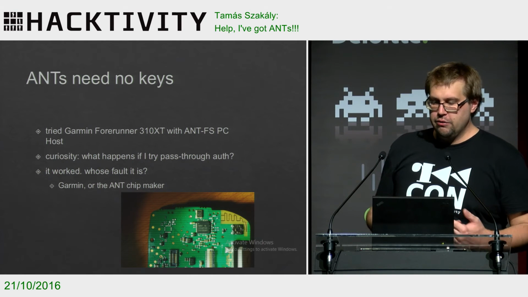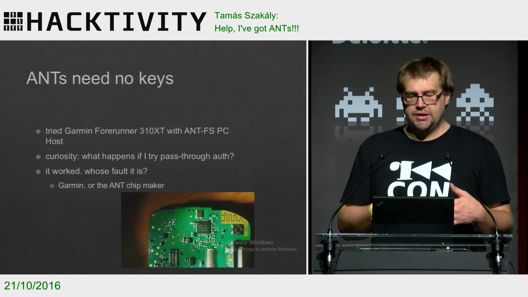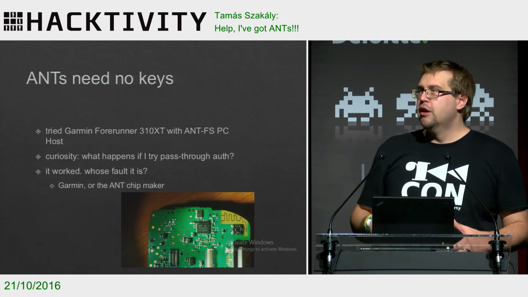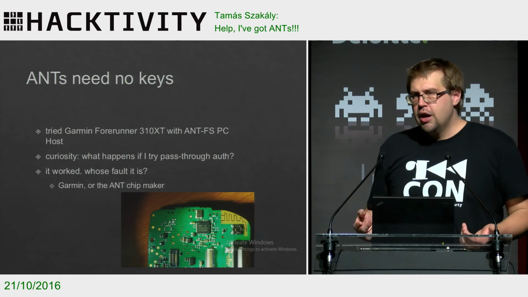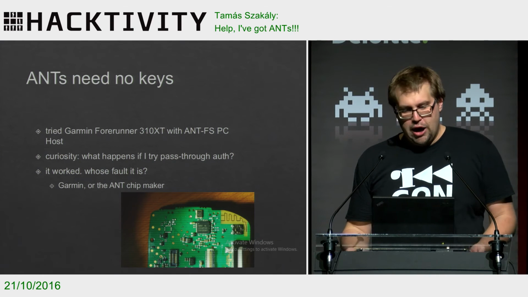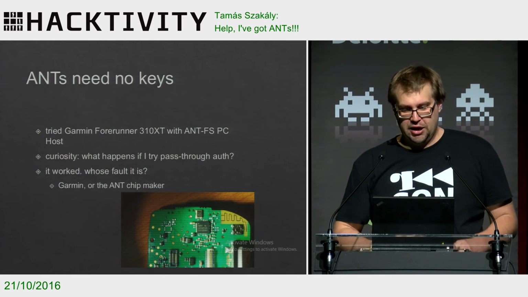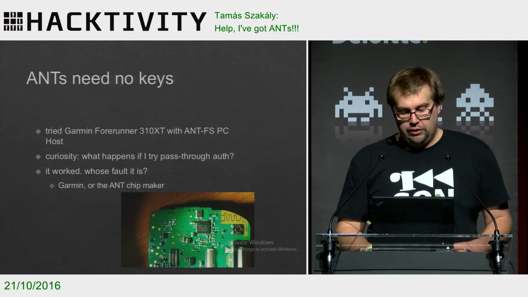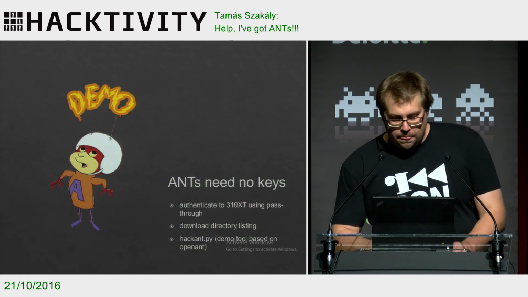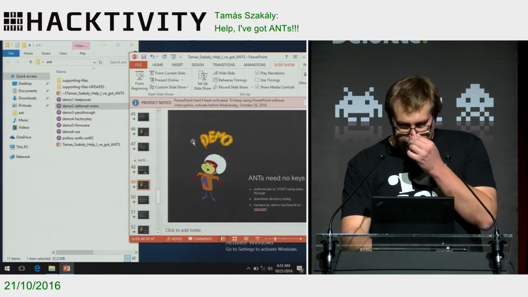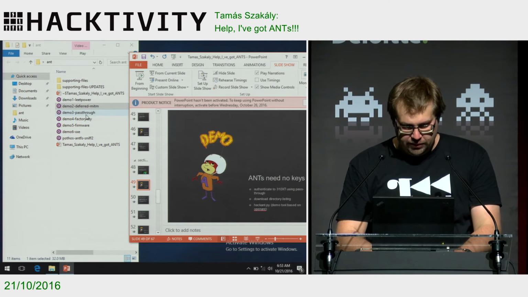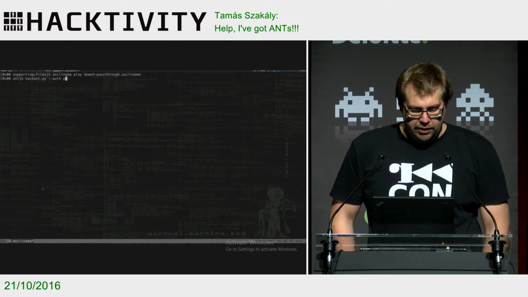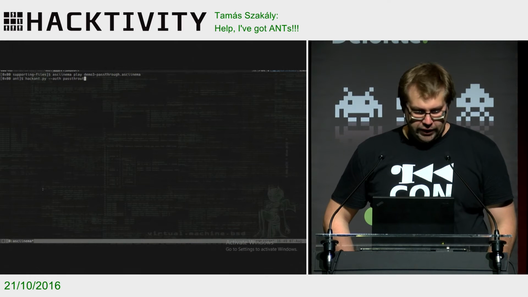So I can use pass-through mode to access the file system of my Garmin FR and also my Vivofit, and I suspect that all other Garmin watches and GPSs can be accessed with this pass-through authentication mode, which is basically just asking to connect. I've created a small proof of concept tool called hackant.py based on OpenANT, and I'm going to show you this pass-through mode with that tool.